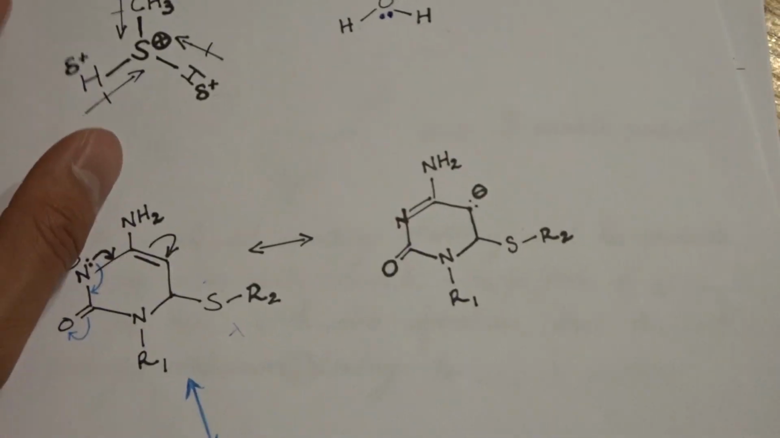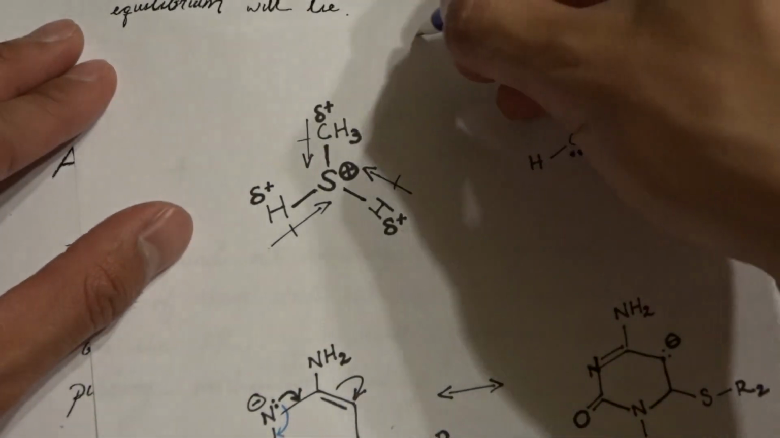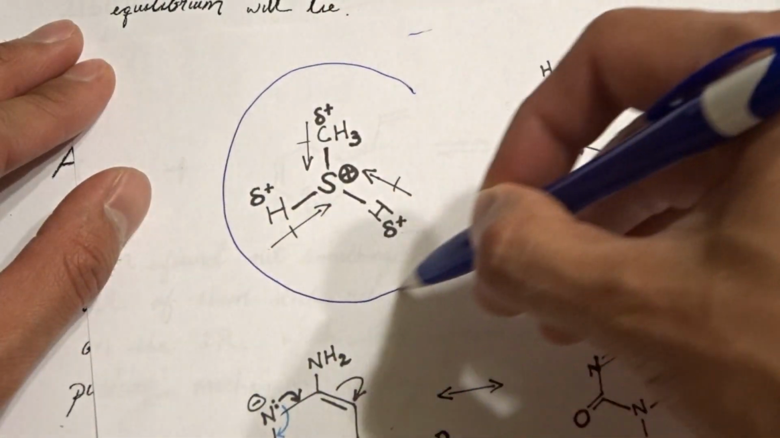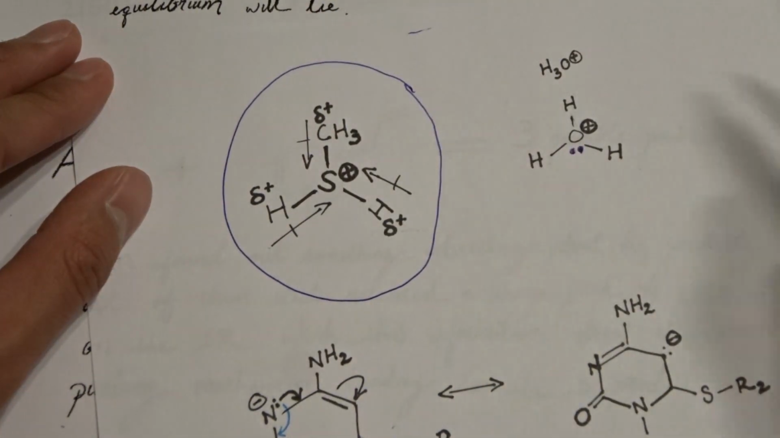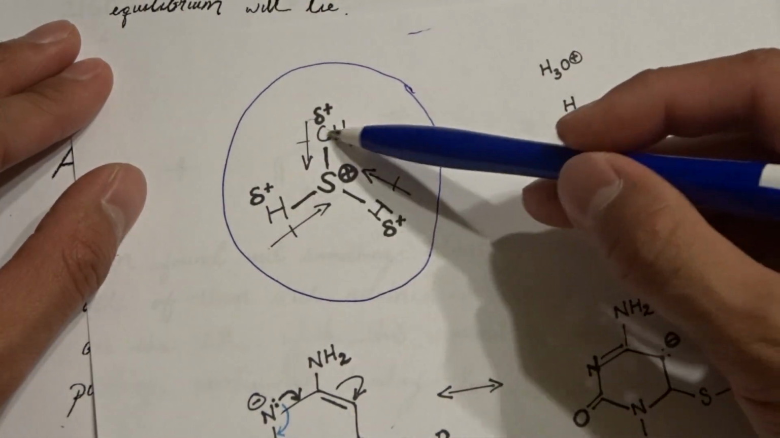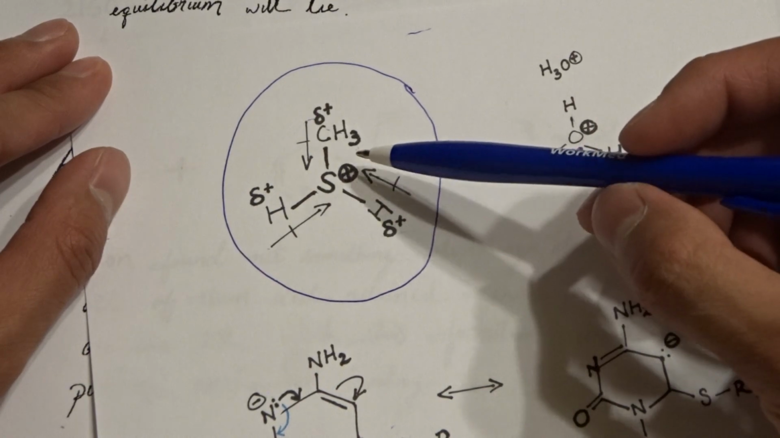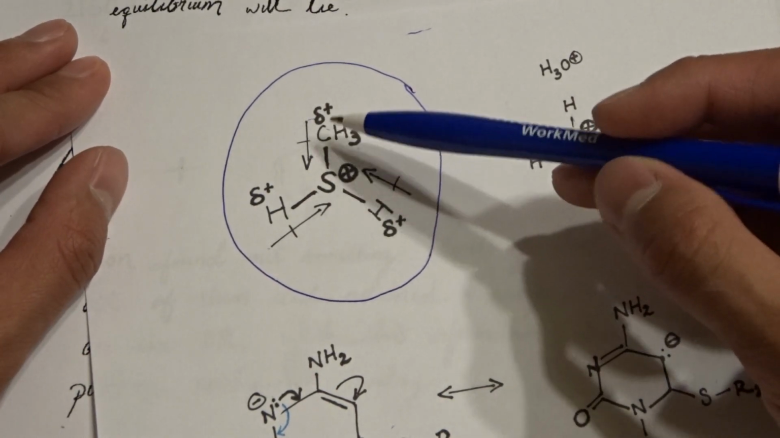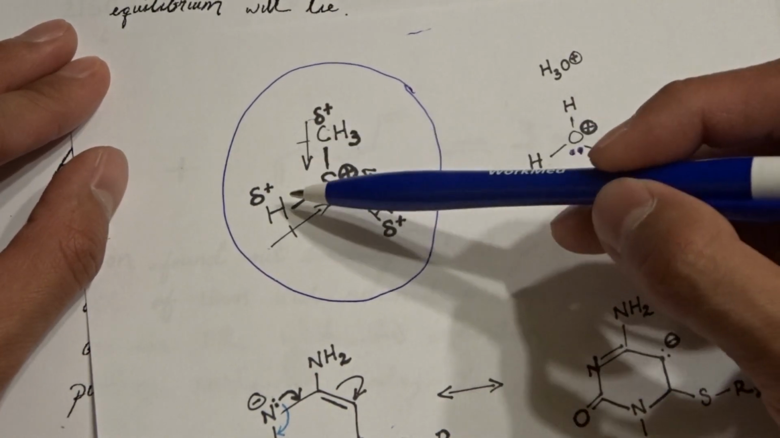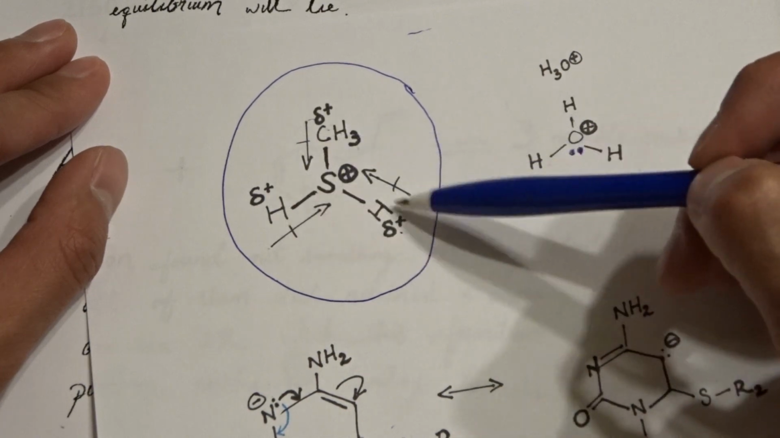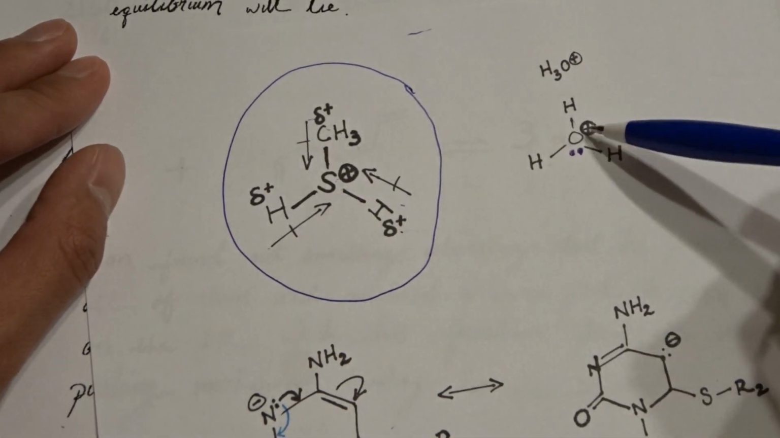One last thing, this is pretty important. Please understand this and how the partial positive is actually on the atoms that are around the sulfur or oxygen, okay?